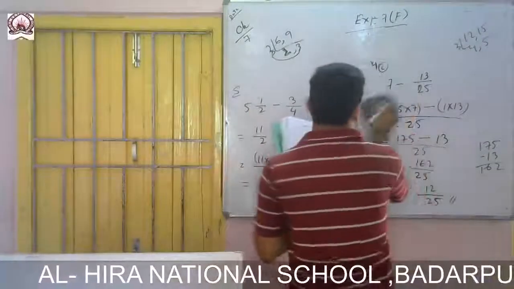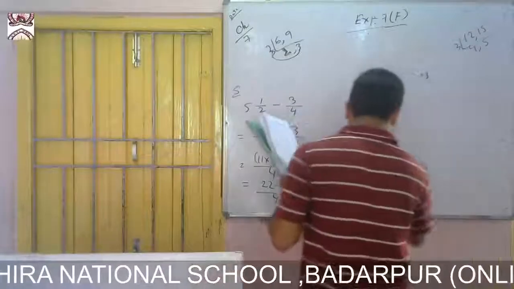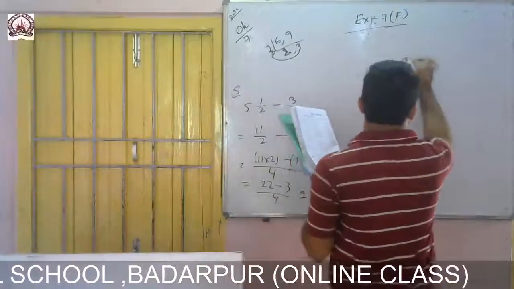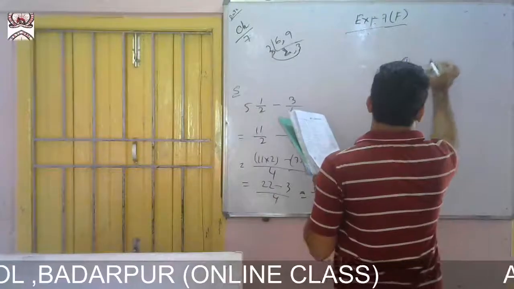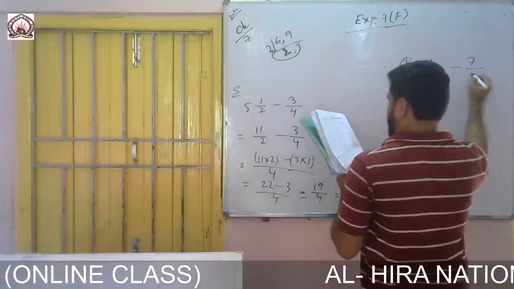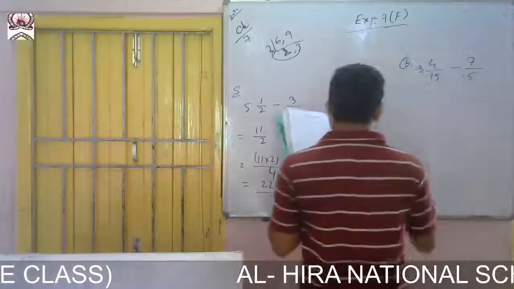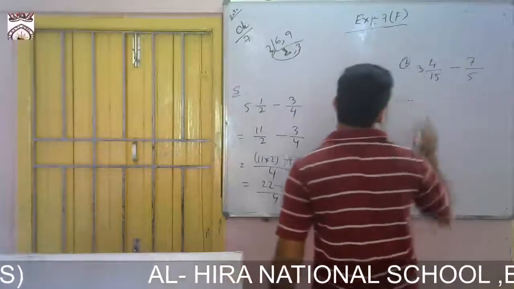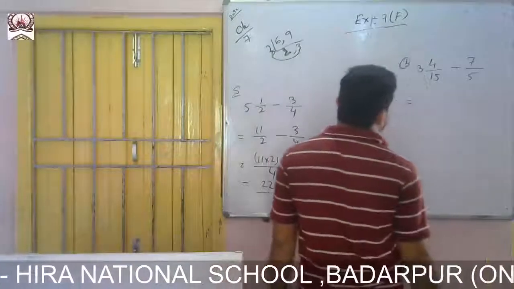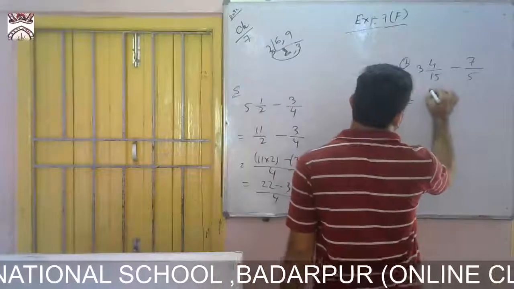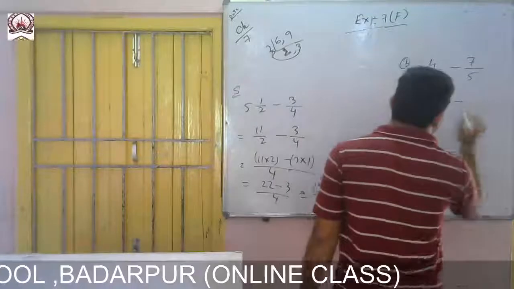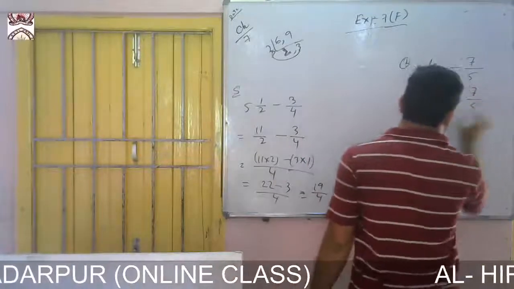3 4 by 15. Question number B, what is there? 3 4 by 15 minus 7 by 5. First you break it: 5 15s are 75... 3 15s are 45, 45 plus 4, it is 49 by 15 minus 7 by 5.